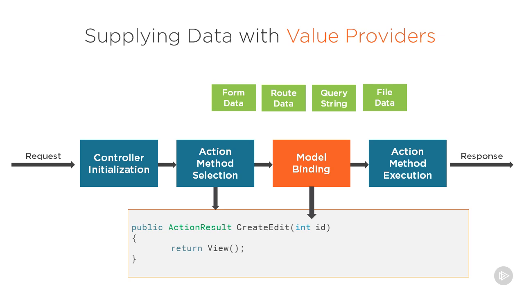So in this example, the form value provider could not locate a match for the ID parameter name, but the route data provider did. This means that the query string and file value providers will never be utilized for this request.